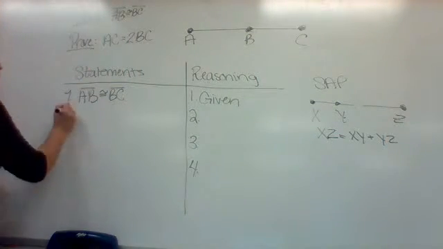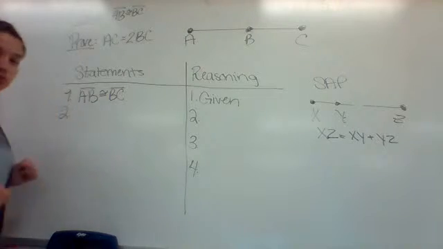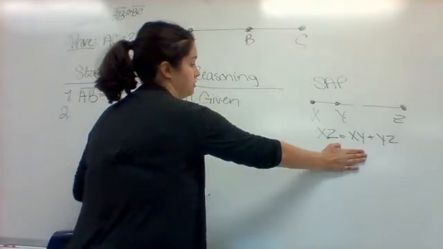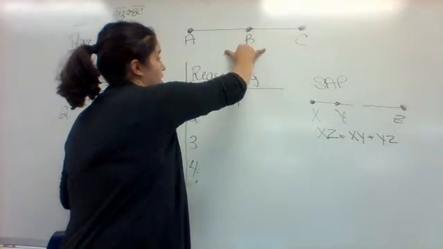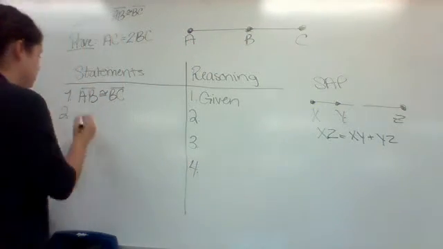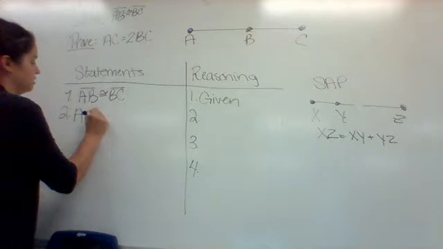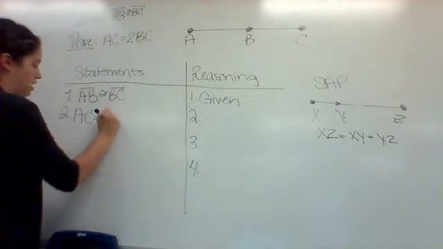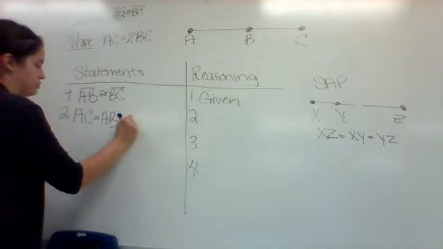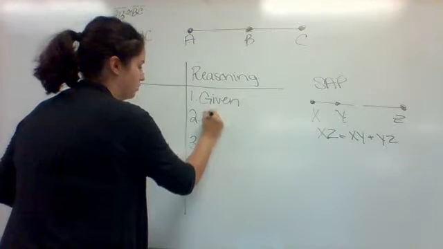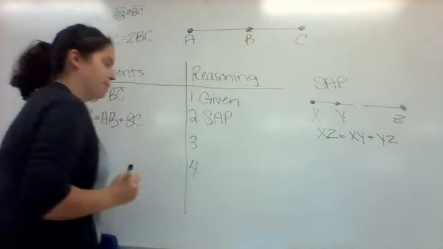Going back to our two-column proof, I want to apply the same concept to our line segment AC. So utilizing SAP, or segment addition postulate, I can write that AC is equal to AB plus BC. And our reasoning there would just be that.